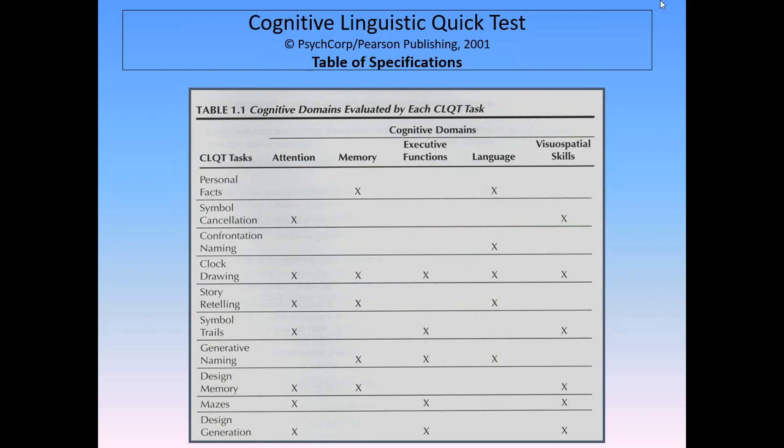cognitive domain. So we have personal facts when you ask the person four questions about themselves, some of them going back in their lives. It's going to test mainly memory and language, because you have to process the questions and respond. Something like symbol cancellation, and we'll see some examples later of these subtests, looks at attention and visual spatial skills, but you really don't need any memory for it. Your instructions are clear and are nothing that you have to put into even short-term memory. And it doesn't take any executive functions or language skills.